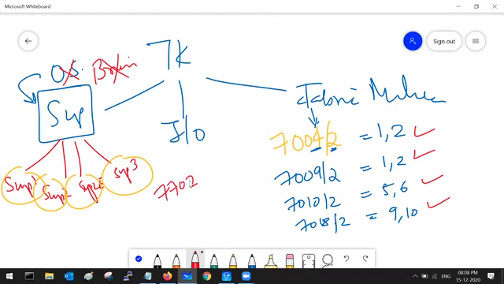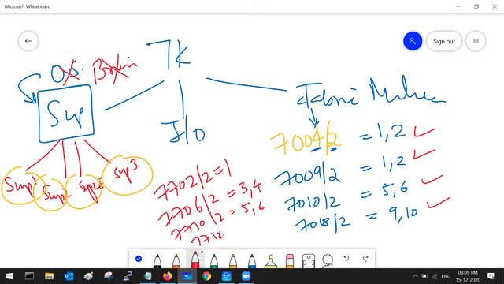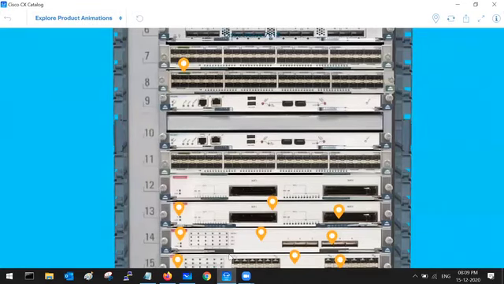So if you divide 7702 by 2, you get 1. So you have only 1 supervisor in this particular model. If you say 7706, it's divisible by 2, slot number 3 and 4. 7710, you get slot number 5 and 6. 7718, slot number 9 and 10, right? So for every model of Nexus 7K, you can simply divide it by 2 and you will get the slot number on which you are going to insert your supervisor engine, all right?